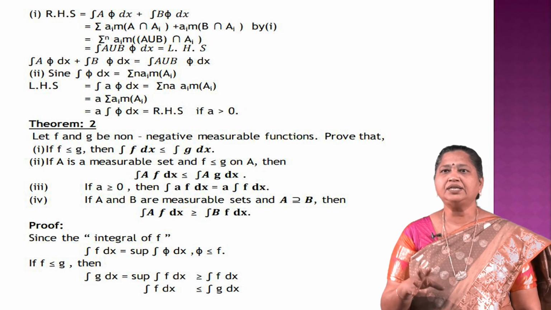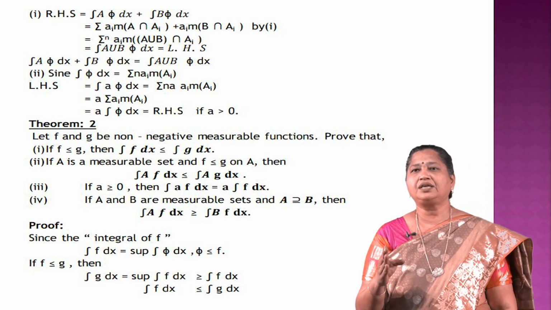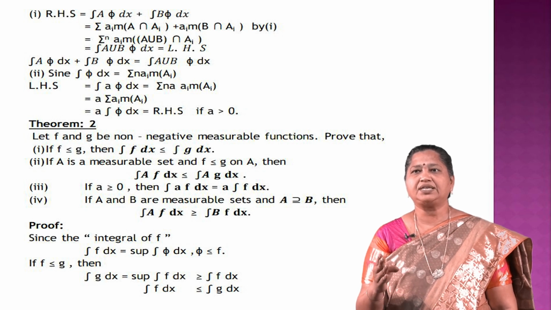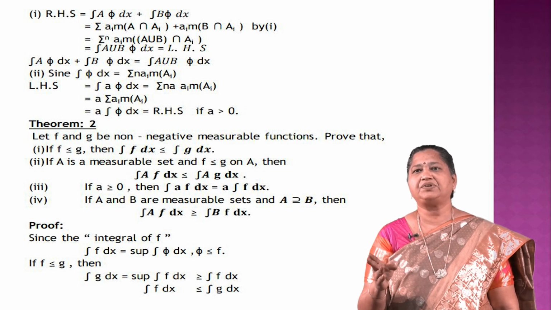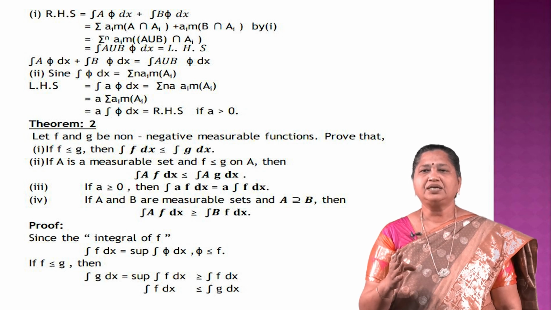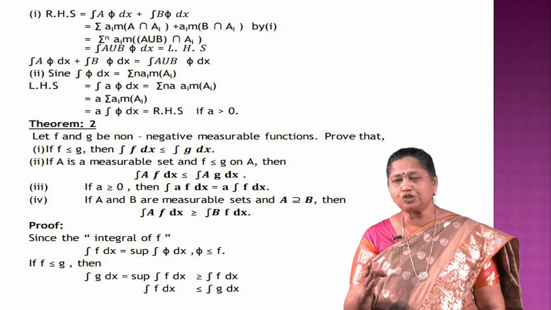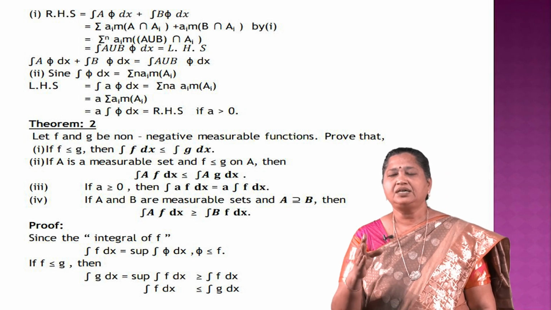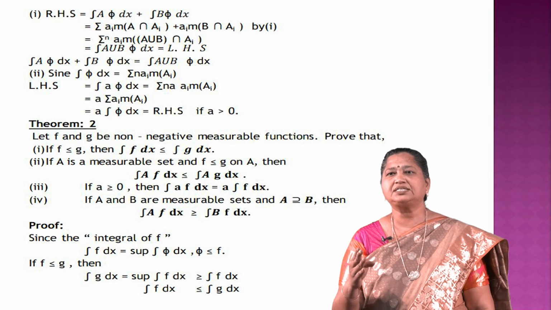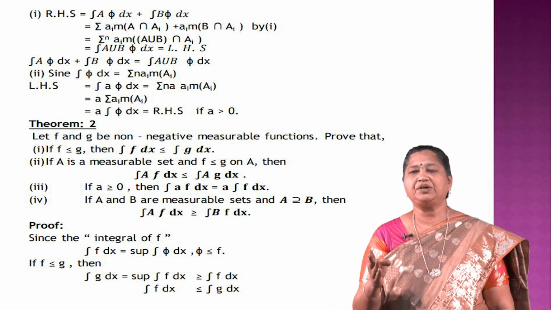The third one: if a is greater than or equal to 0, then the integral of af dx equals a times the integral of f dx. The fourth one: if A and B are measurable sets and A is a superset of B, then the integral over A of f dx is greater than or equal to the integral over B of f dx.